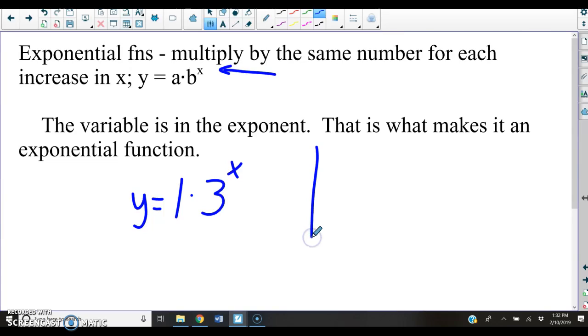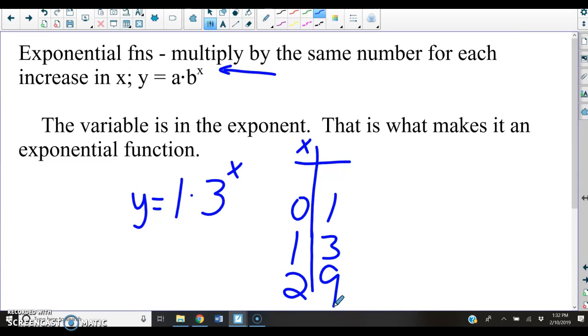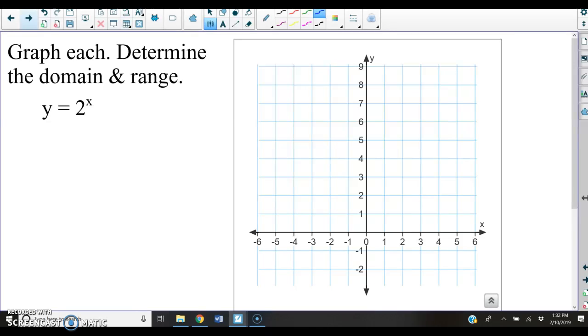And if we were to make a table of values, when x is 0, anything to the 0 is 1, times 1 is 1. When x is 1, you're going to have 1 times 3. When you put in 2 for x, you're going to have 1 times 9, 3 squared. And if you put negative 1 in for x, you get the reciprocal, so you're going to have 1 divided by 3. So notice you're multiplying by 3, not by x. Okay? X is changing, but it's telling you how many times to use your base, in this case 3, as a factor.